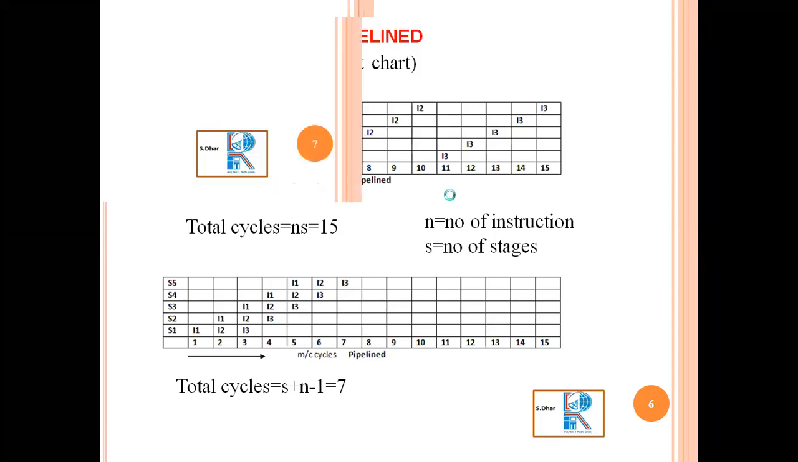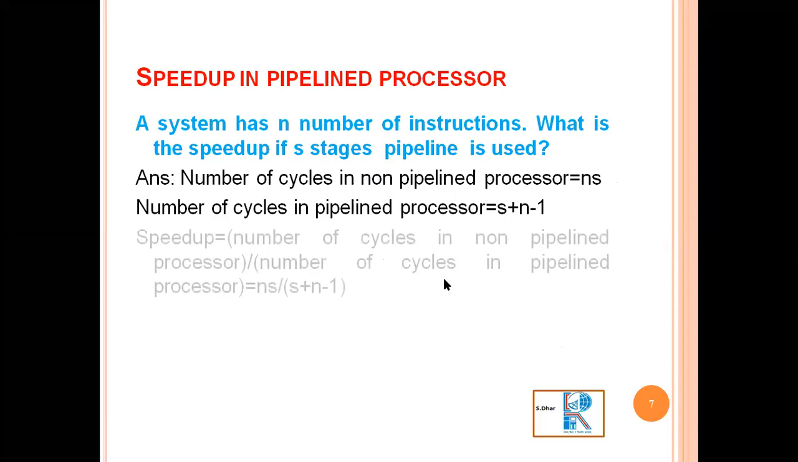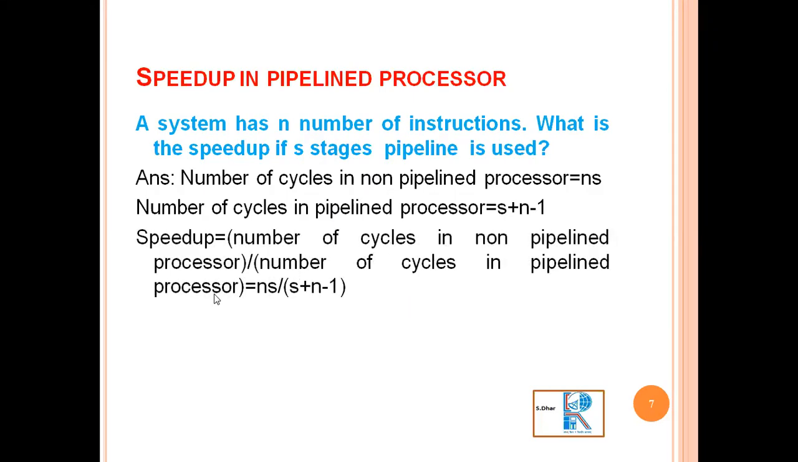Now see, if a system has n as the number of instructions and S stages, then the question is what is the speed up of the system? You know the number of cycles in the non-pipeline processor is nS. I have told you in the previous slide. The number of cycles in the pipeline processor is S plus n minus 1. Speed up means the number of cycles in the non-pipeline processor divided by the number of cycles in the pipeline processor. Clear? So what is the definition of speed up? Speed up means the number of cycles required in the non-pipeline processor divided by the number of cycles required in the pipeline processor. So nS by S plus n minus 1.